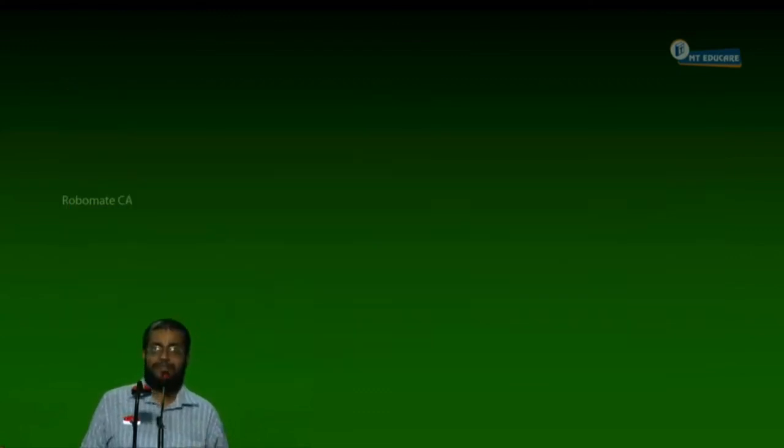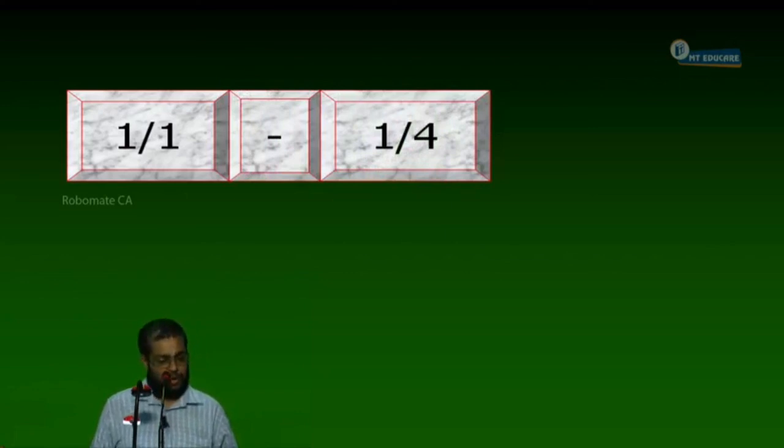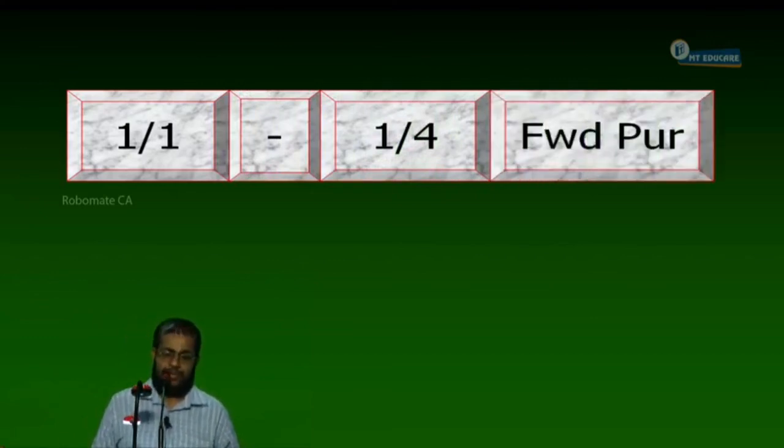Situation 9. Cancellation of forward purchase before due date. 11 to 14. What is the original transaction? Forward purchase. 11 to 14 forward purchase.